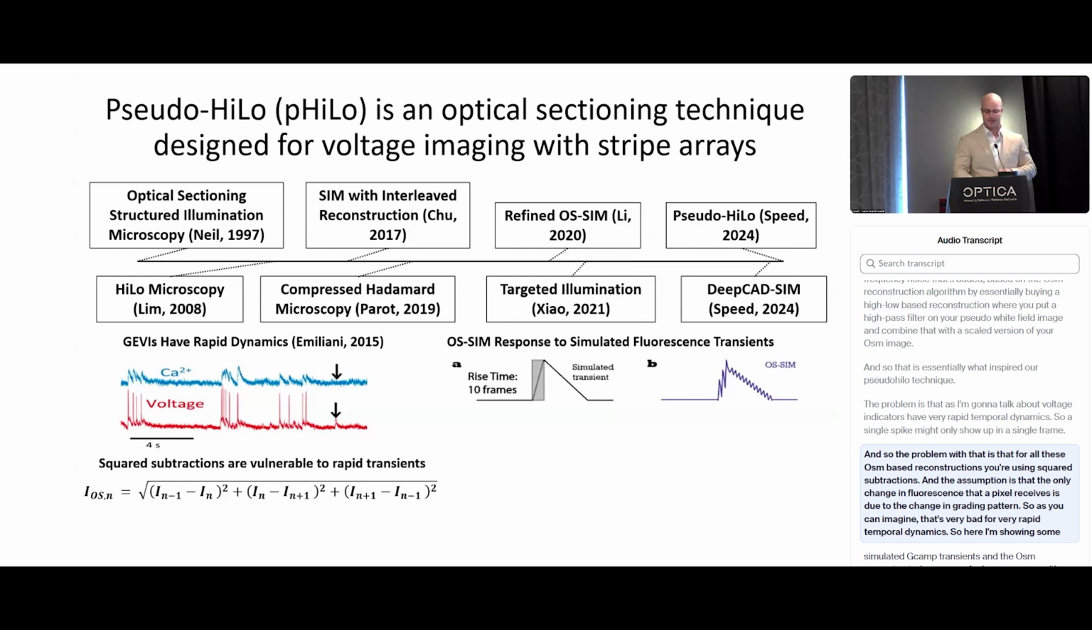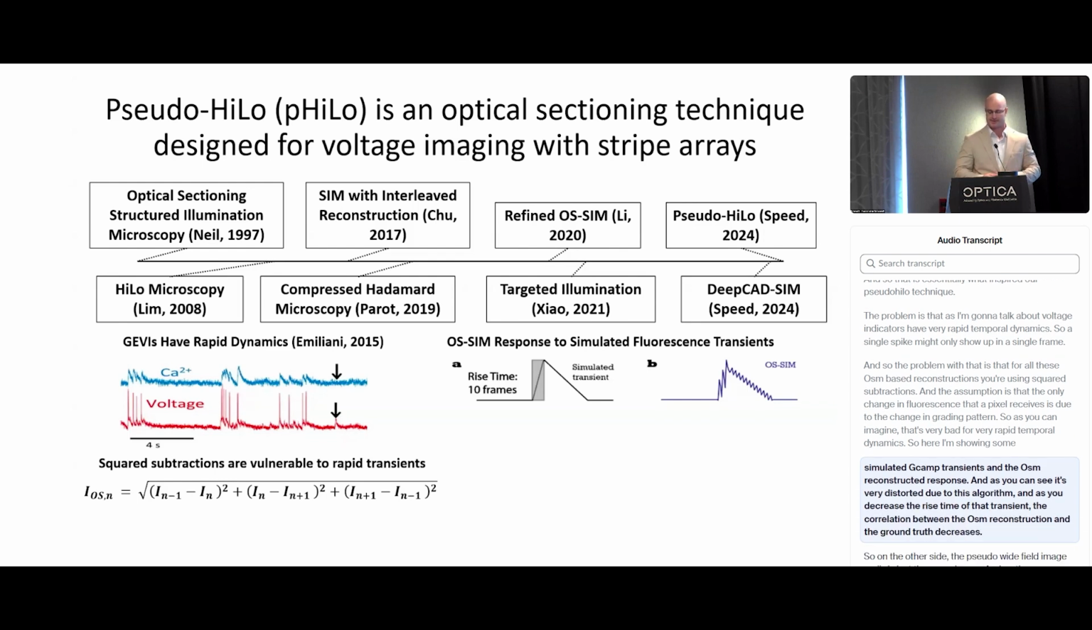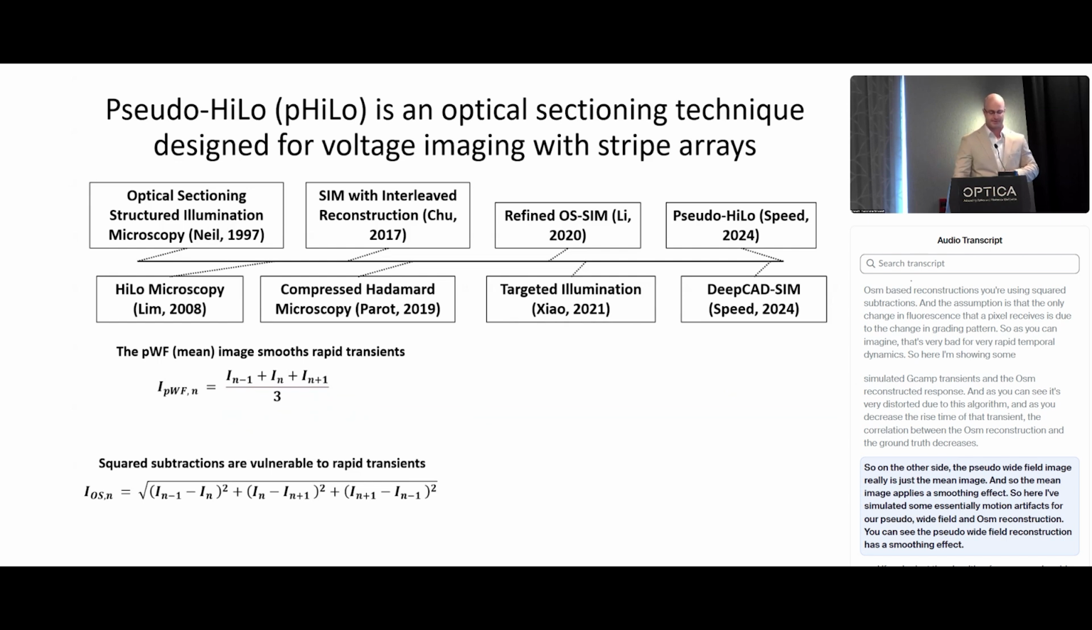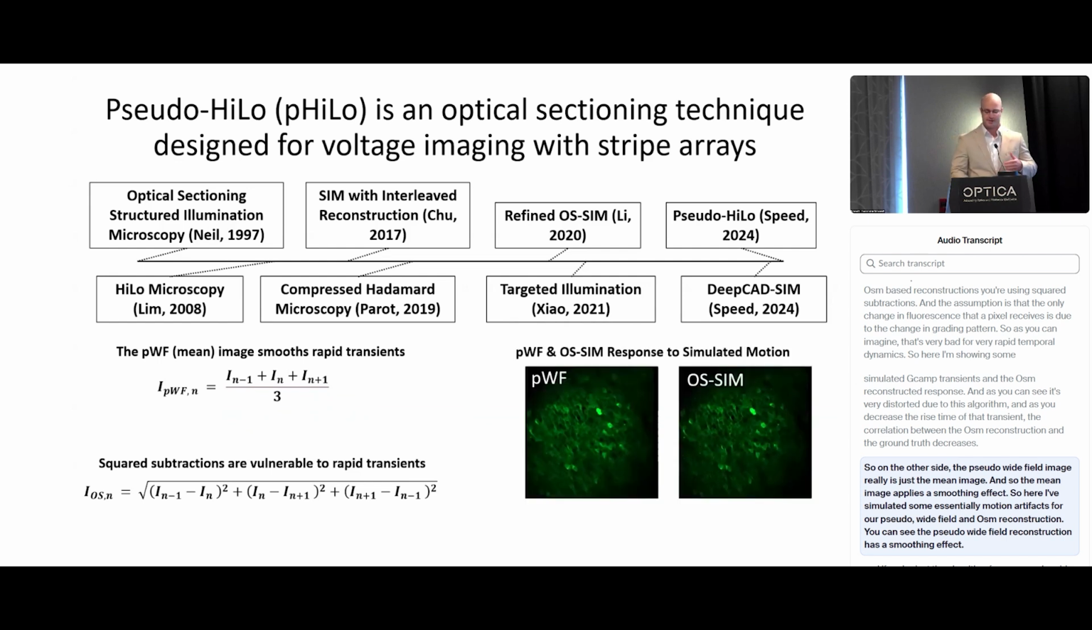Here I'm showing some simulated GCaMP transients and the OSM reconstructed response. As you can see, it's very distorted due to this algorithm. As you decrease the rise time of that transient, the correlation between the OSM reconstruction and the ground truth decreases. On the other side, the pseudo wide field image is just the mean image, and the mean image applies a smoothing effect. Here I've simulated some motion artifacts for our pseudo wide field and OSM reconstruction, and you can see that the pseudo wide field reconstruction has a smoothing effect.